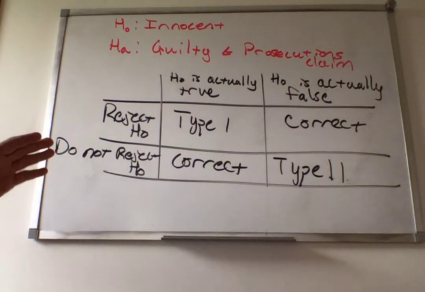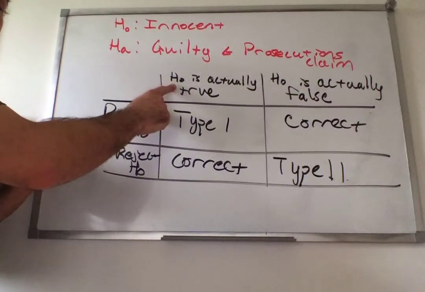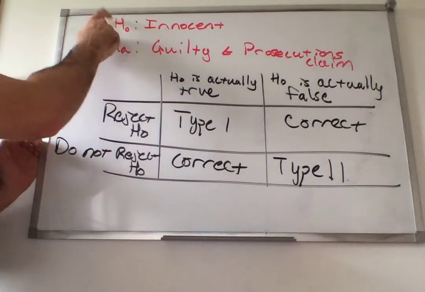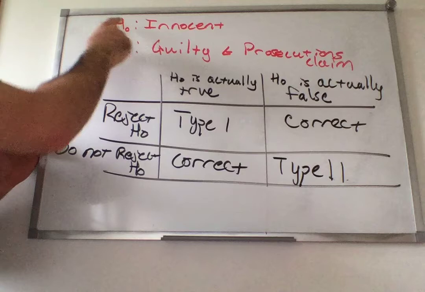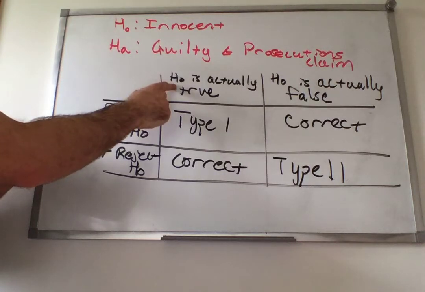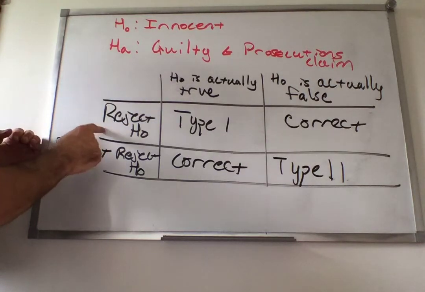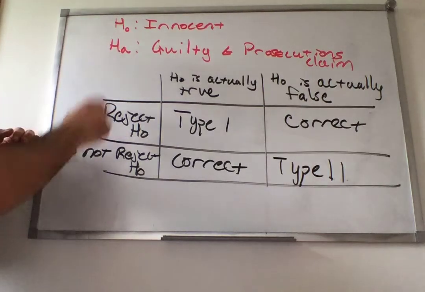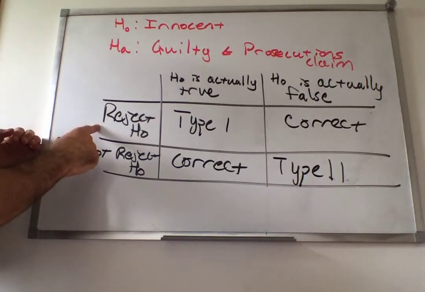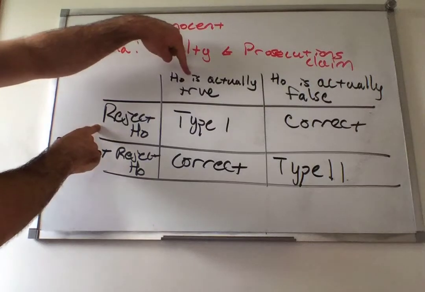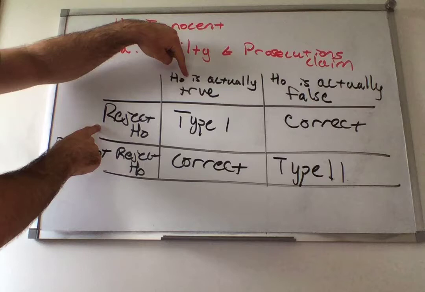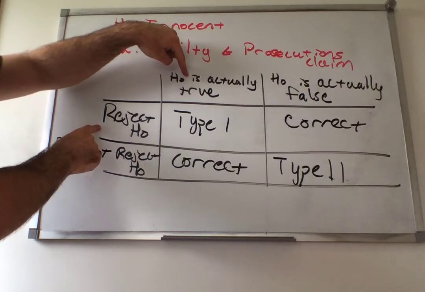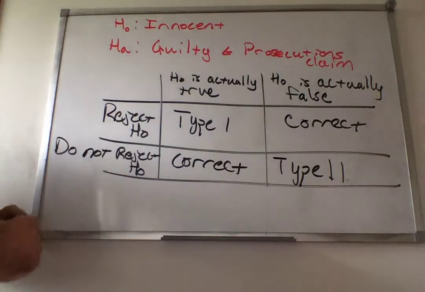So now, if you're actually innocent, okay, the null hypothesis is actually true. You did not actually commit this crime. And the court rejects your innocence, they reject the null hypothesis, but you were actually innocent because you did not do the crime. They just put an innocent man or innocent woman in jail. Type 1 error.